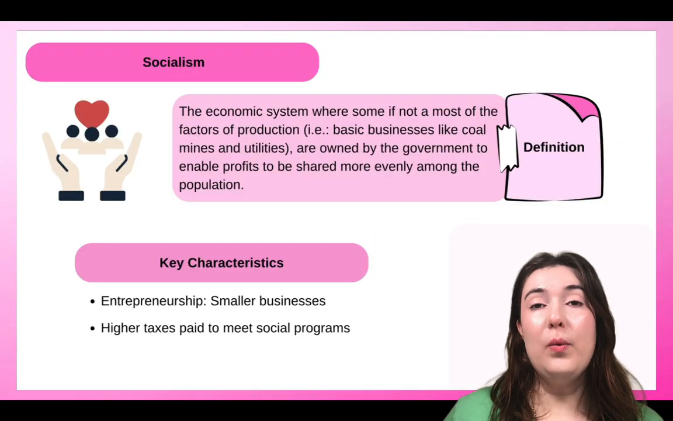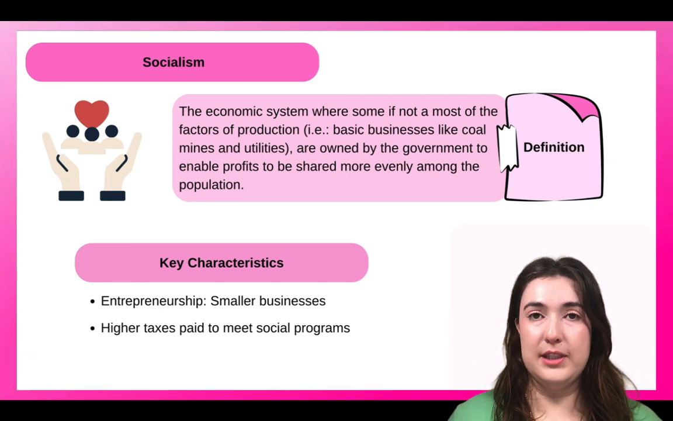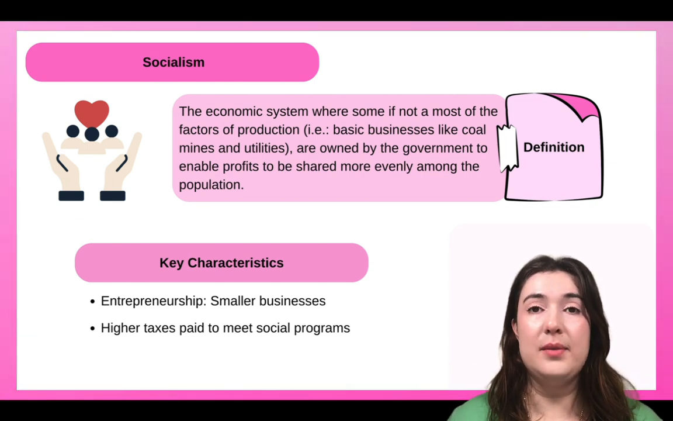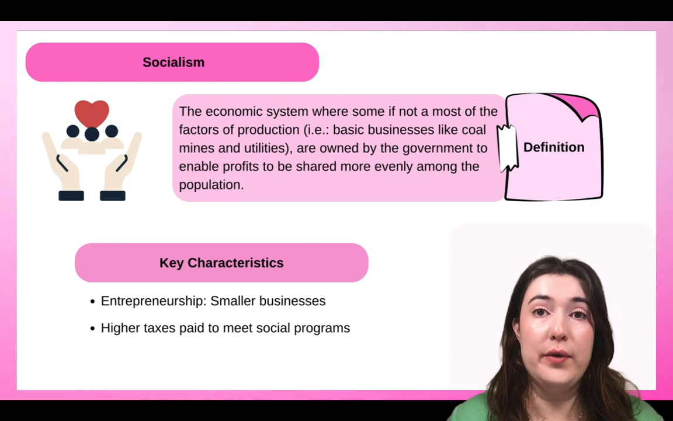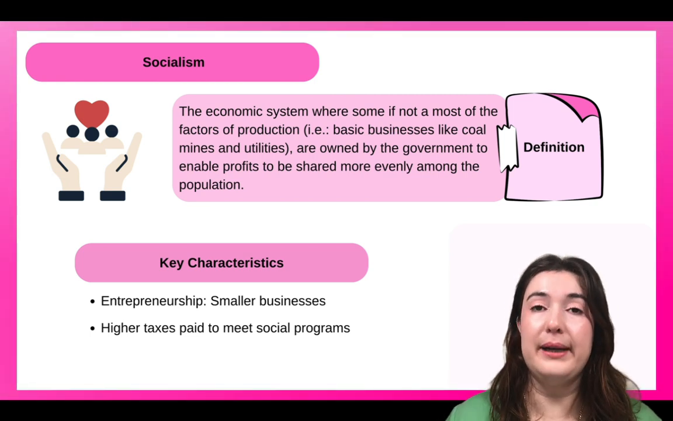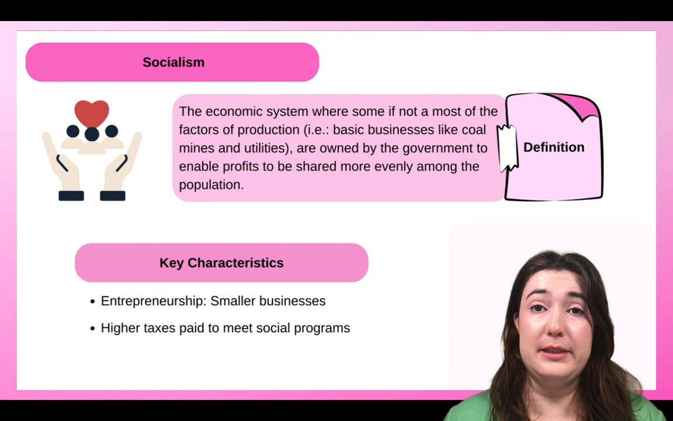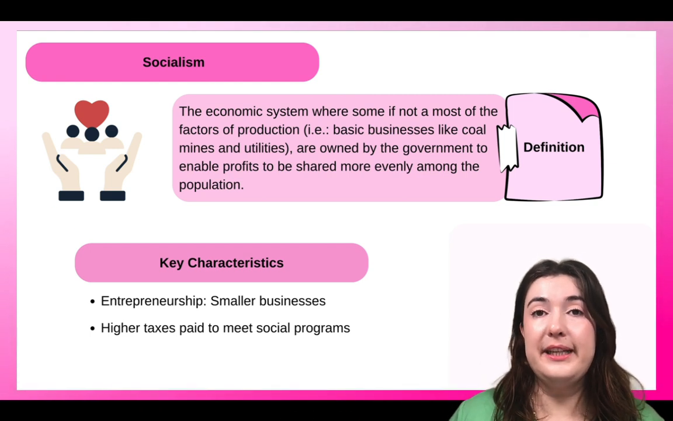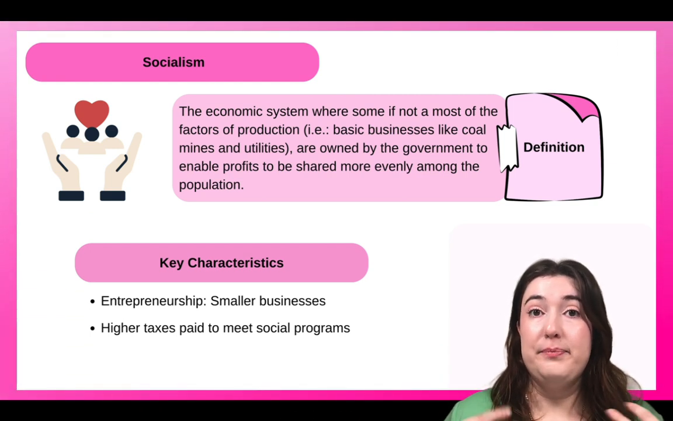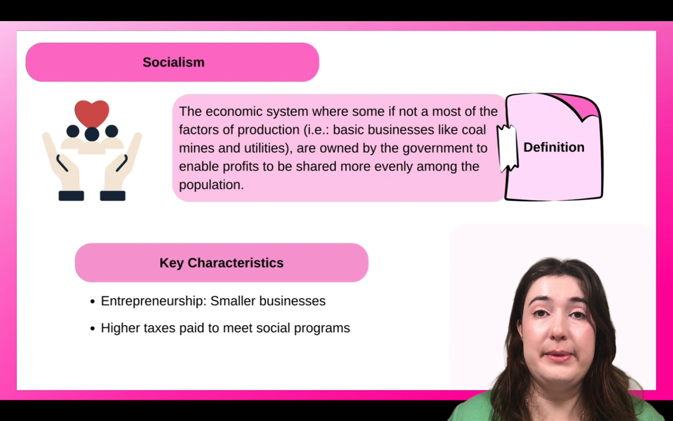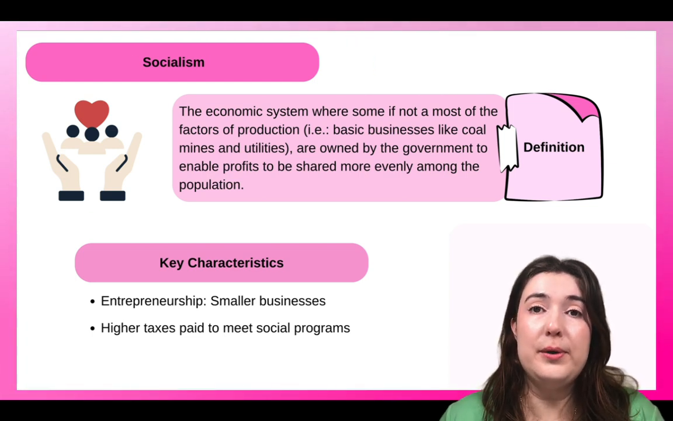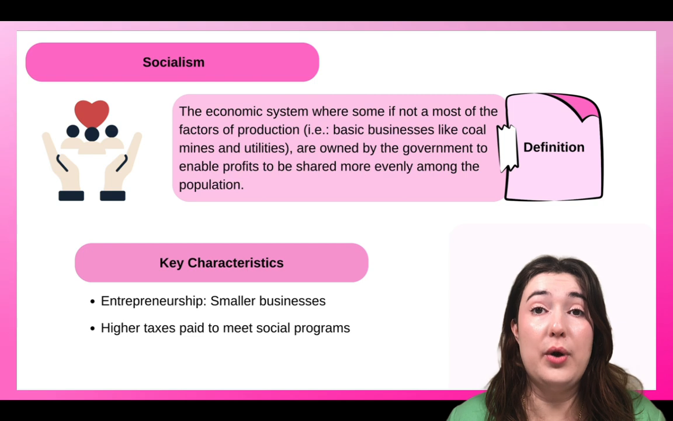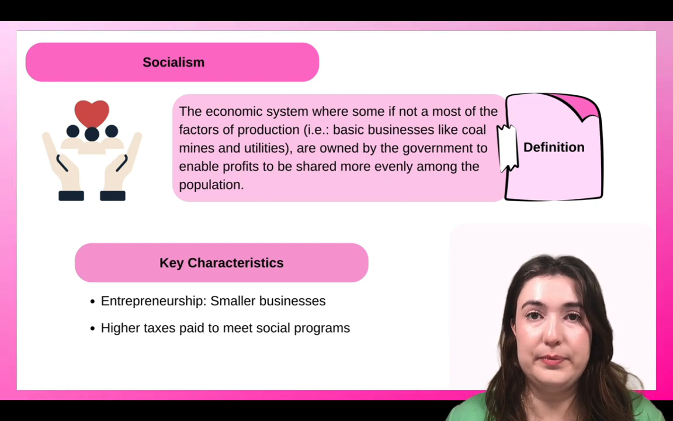Socialism. When we're focusing on what socialism is, we're looking at basically an economy or a society where the government is actually owning more of the factors of production. Not all of them, but a good majority of these factors of production. So the businesses around, when it comes to entrepreneurship, are going to be a lot more small businesses. We're not going to be seeing people who own private mines, for example.